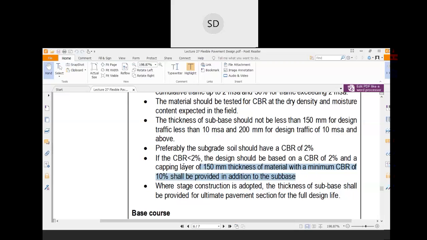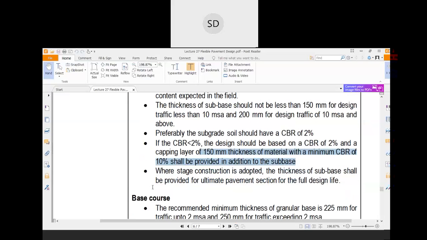Okay, so if your subgrade course doesn't have adequate CBR value, suppose your subgrade course has a CBR value lesser than 2%, in that case, you have to go for the design considering the 2% CBR test, but you have to add one additional layer of compacted subgrade for which your CBR value must be over 10%. Where stage construction is adopted, the thickness of subbase shall be provided for ultimate pavement section for the full design life.